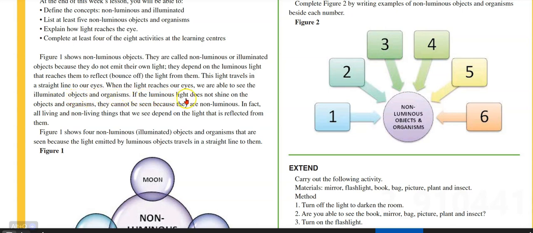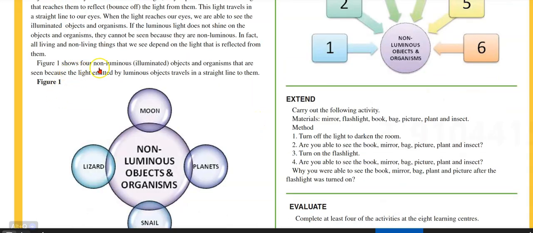If the luminous light does not shine on the objects or organisms, they cannot be seen because they are non-luminous. In fact, all living and non-living things that we see depend on the light that is reflected from them. Figure 1 shows 4 non-luminous or illuminated objects and organisms that are seen because light emitted by luminous objects travels in a straight line to them.